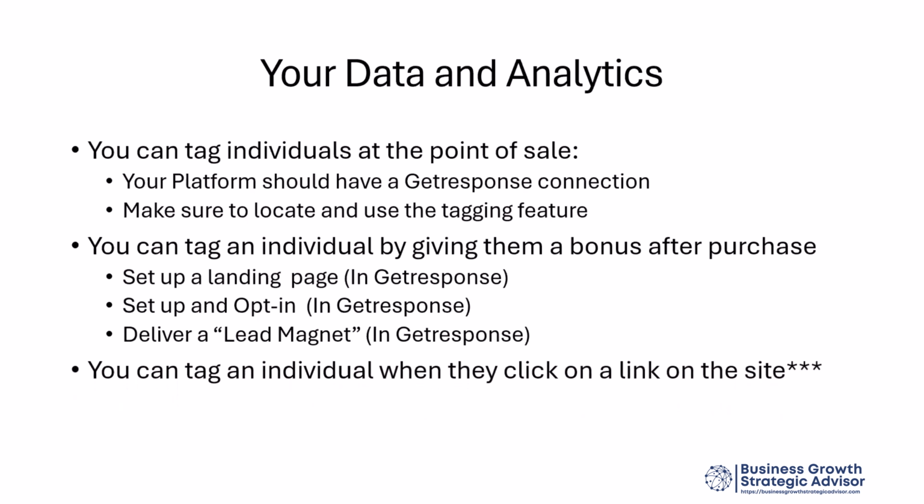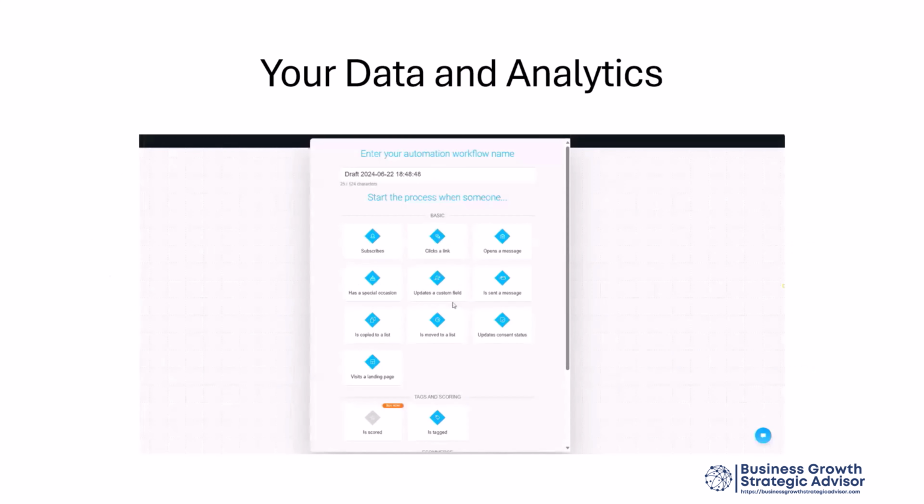Right now, you can also tag an individual when they click a link on a site that typically requires an upgraded account. And I'll show you that here. You'll see here that when an individual subscribes, or clicks a link, these are the things that will set something in motion, right? So all of these are things that we can use to start setting things off, and get an individual into a specific action. That is what a workflow will do for you, right?